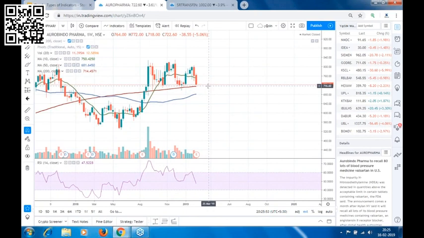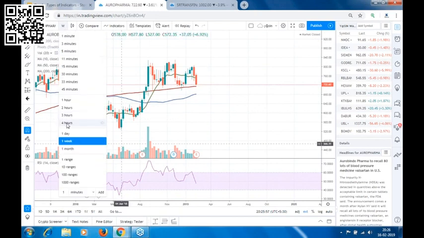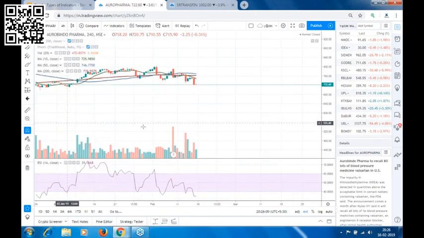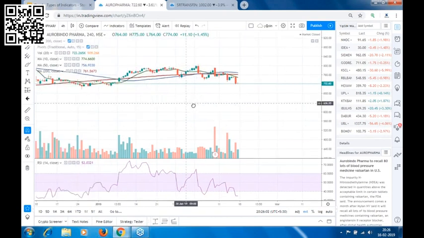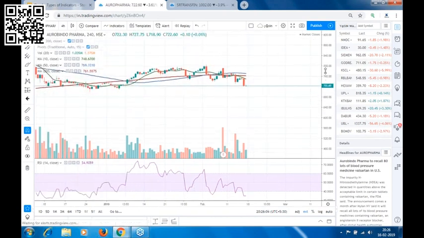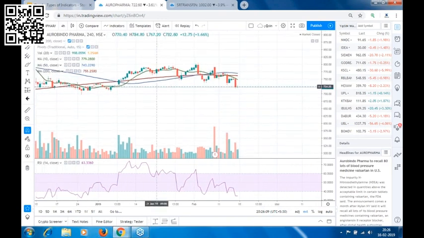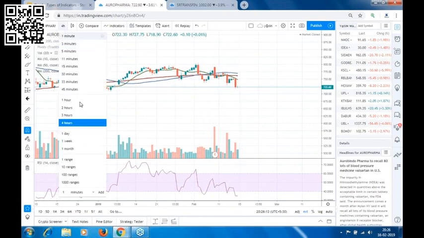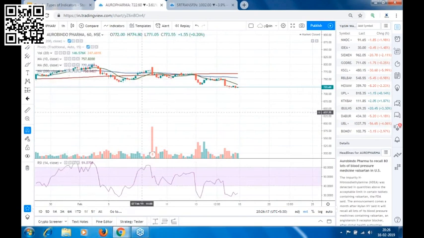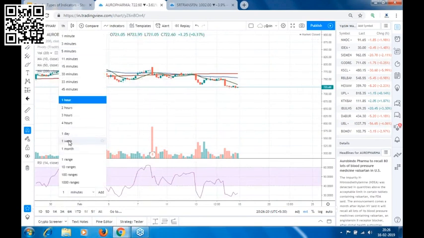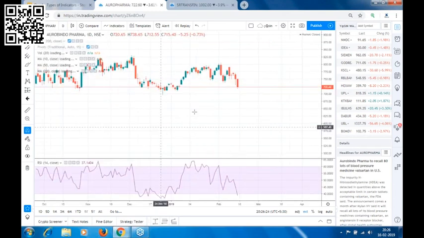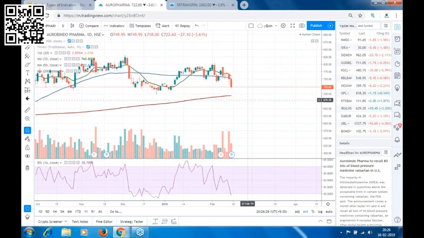So once we have seen support in the weekly time frame, there is no point in doing any further analysis. There is no point in looking at the 4-hour time frame or the 1-hour time frame. We straight away decide that we will not take a short trade in the script. See, in the 4-hour time frame it is below all the moving averages. In the 1-hour time frame also, it's below all the moving averages. But based on the weekly time frame, we will not take a short trade in Oro Pharma. Now let's see another stock.